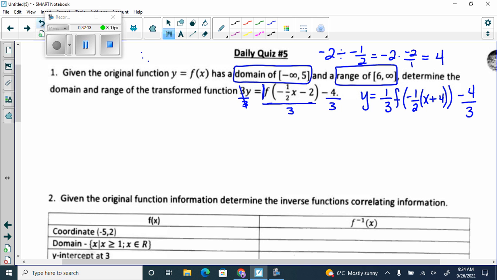Okay, when I go to do mapping, I have x, y becomes my x always flips except for my reflection. So negative a half is going to become negative 2x. And then my plus 4 is actually 4 to the left, so I'm going to subtract 4. And then my y is 1/3 y minus 4/3. Now remember, you have the test on Wednesday.